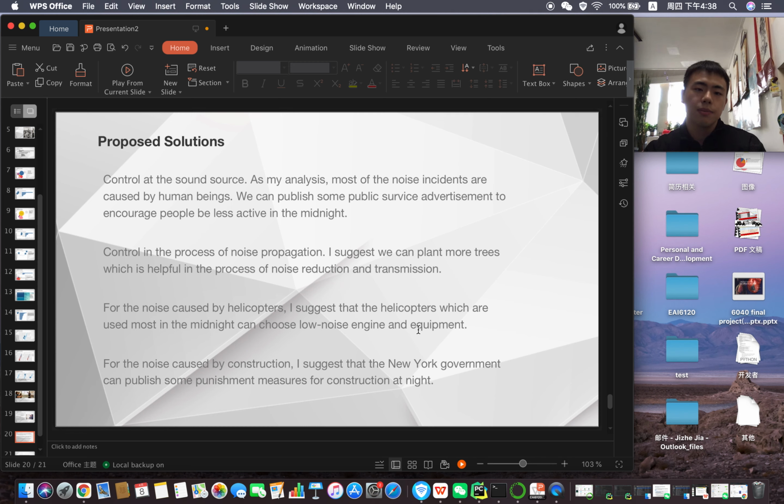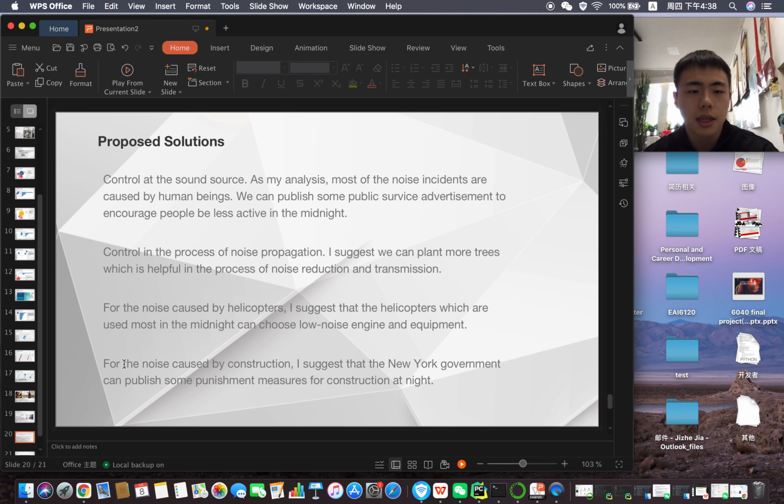Similar to helicopter noise, some traffic noise and some noises caused by factories can both choose low noise engines and equipment. I think it can reduce some noise pollution in New York.